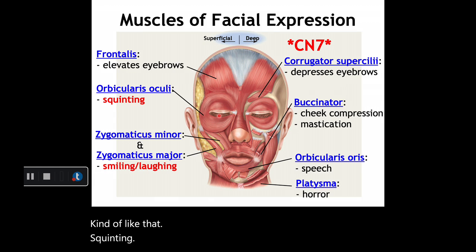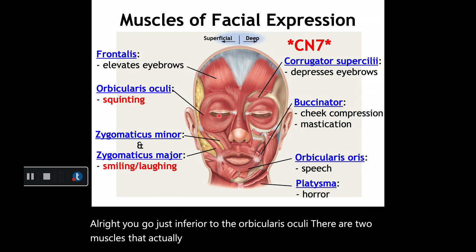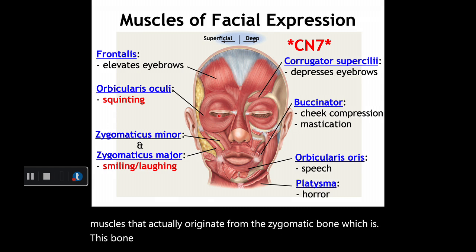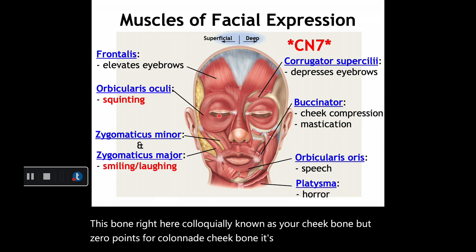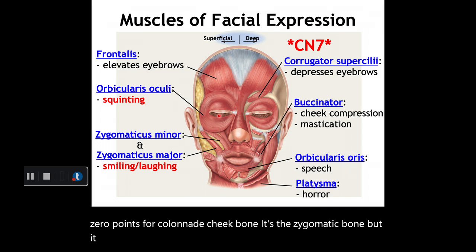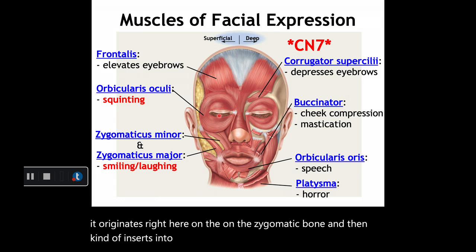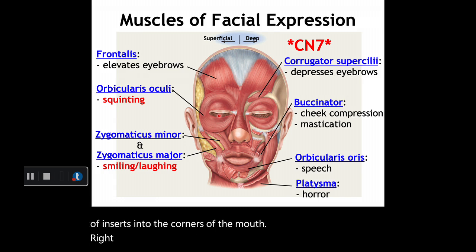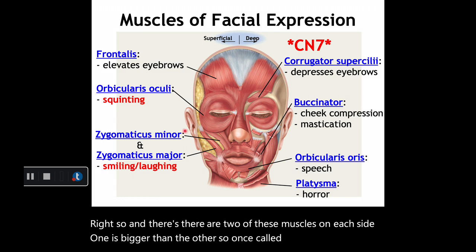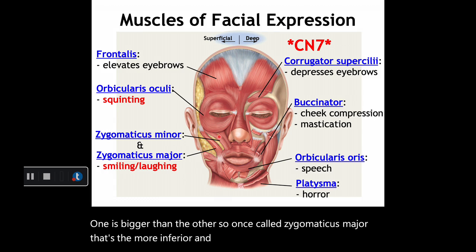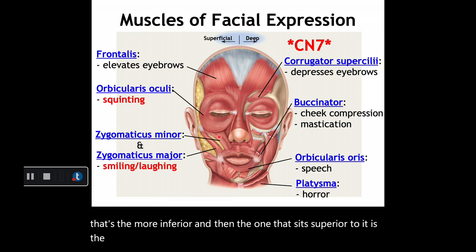All right. If you go just inferior to the orbicularis oculi, there are two muscles that actually originate from the zygomatic bone, which is this bone right here, colloquially known as your cheekbone, but zero points for calling it a cheekbone. It's the zygomatic bone. It originates right here on the zygomatic bone, and then kind of inserts into the corners of the mouth. Right? And there are two of these muscles on each side. One is bigger than the other. One's called zygomaticus major. That's the more inferior. And then the one that sits superior to it is the zygomaticus minor.